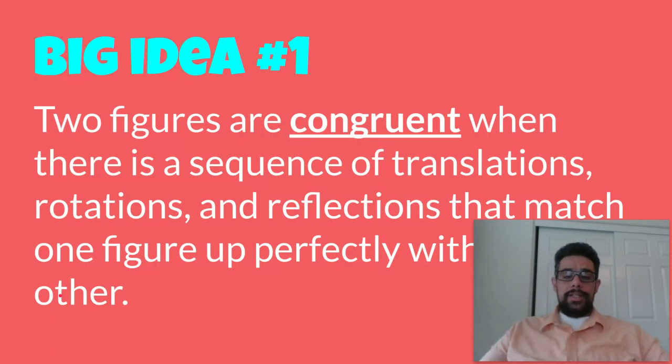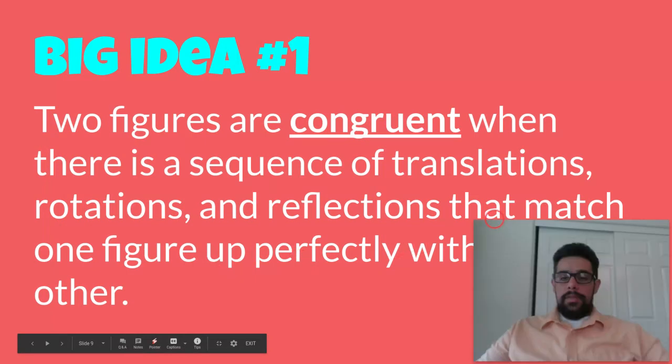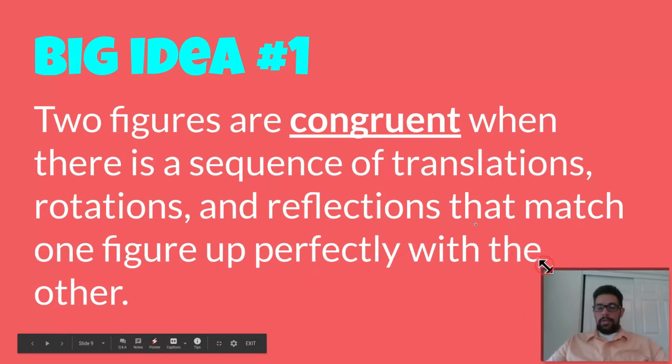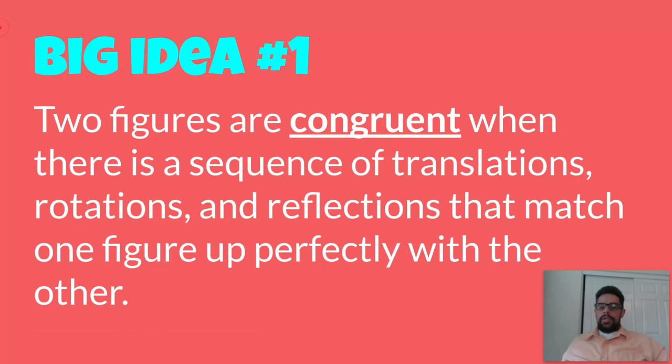Okay, our big ideas. We have 4 for today. Big idea number 1: when two figures are congruent, there's a sequence of transformations, meaning you can rotate, reflect, or translate to move one figure on top of the other one. That's enough to say that they are congruent.